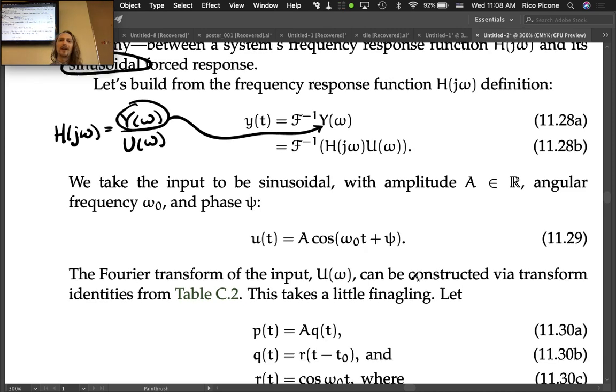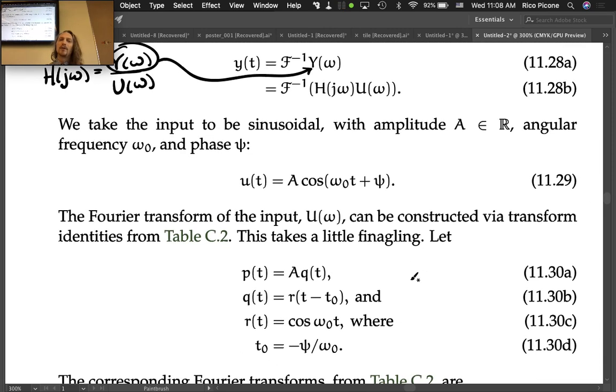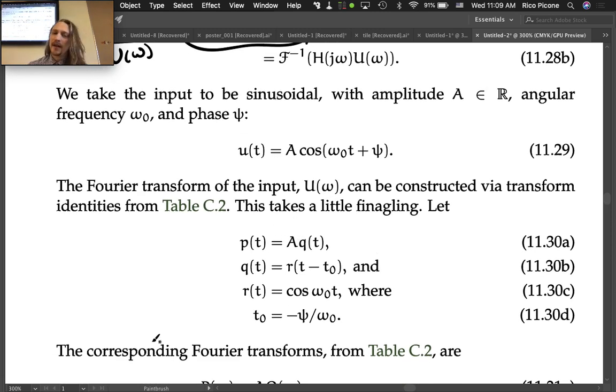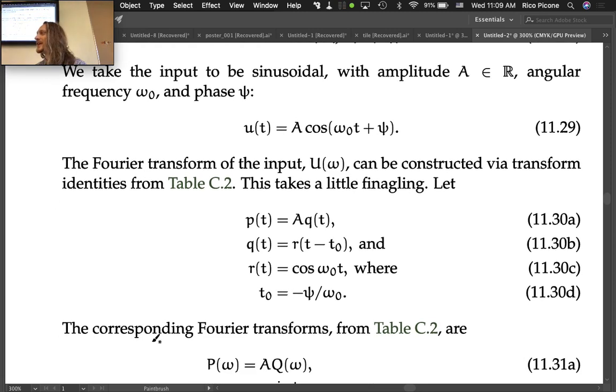Good old-fashioned sinusoid. The Fourier transform of this can be constructed via the Table C2 identities that we have looked at for the Fourier transform. This takes a little finagling, so there are 3 different properties that you have to use from the table. So I'm going to just take each one in turn. All we're really doing is taking the Fourier transform of this. Not that hard, really, but I wanted to break it down into each step because we're still getting used to learning how to use that transform table, right? So hopefully it doesn't make it more confusing. It's really there to make it less confusing.